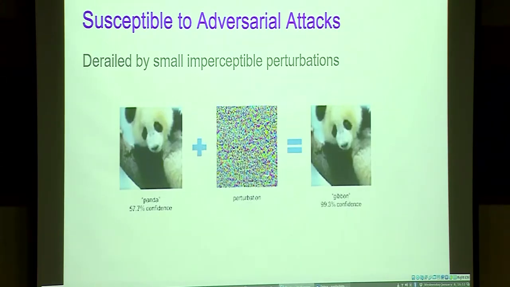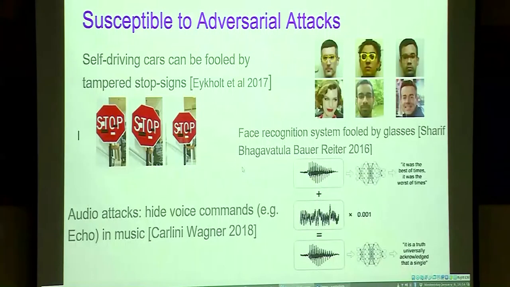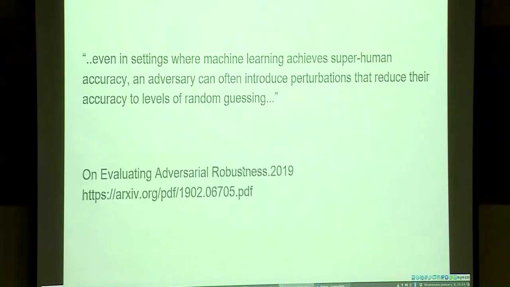You add what currently looks like white noise to this image and you get another image. To us, it still looks like a panda, but to a machine, it's easy to make it change its prediction. So this is what is called an adversarial attack, and many people have worked on this area. I have personally not worked on this, and people have shown that many models for face recognition, for detecting stop signs, for identifying voice commands, audio commands, are all susceptible to such adversarial attacks.